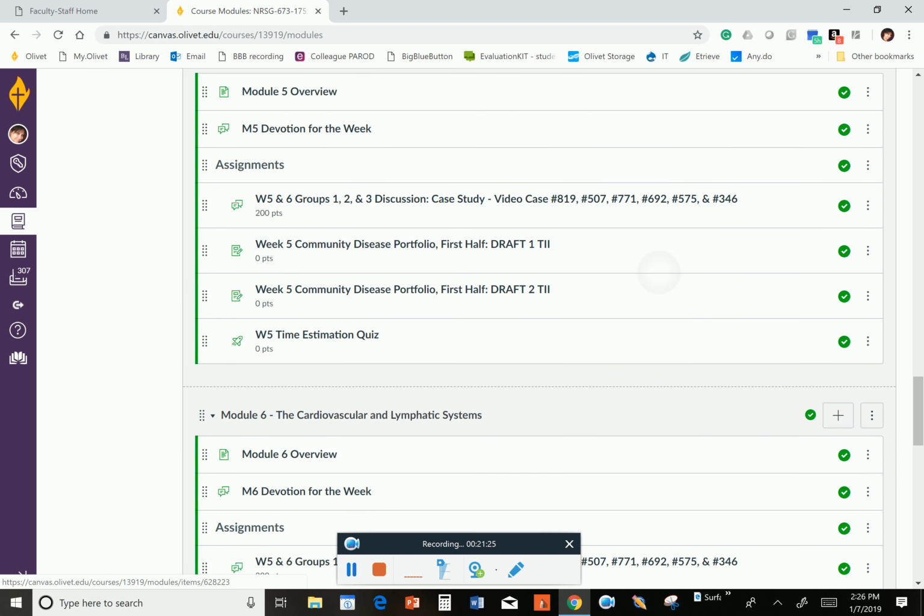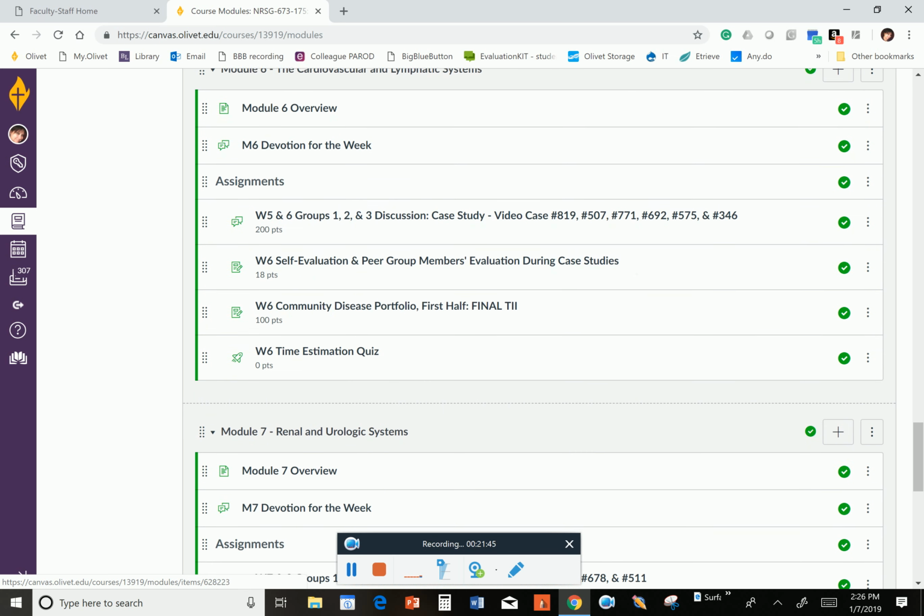Now here we move on to week 5, and you can see that there are 2 entries here. It says Community Disease Portfolio. This is the paper you need to write. It is not due week 5, it's due week 6. These are turn it in options here so that you can check for your plagiarism.